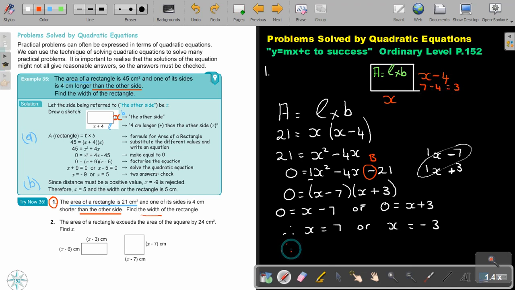So therefore, the width is x minus 4, which is equal to 7 minus 4, which is equal to 3. And if this is in centimeters, okay, and that's how we do it. Let's go on to the next one.